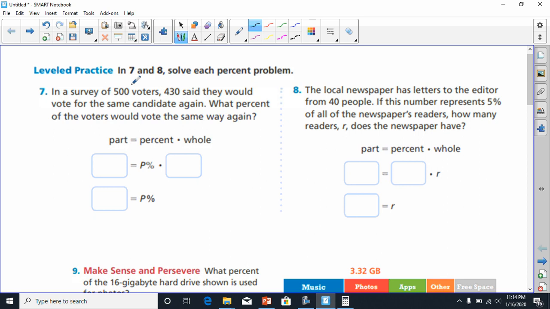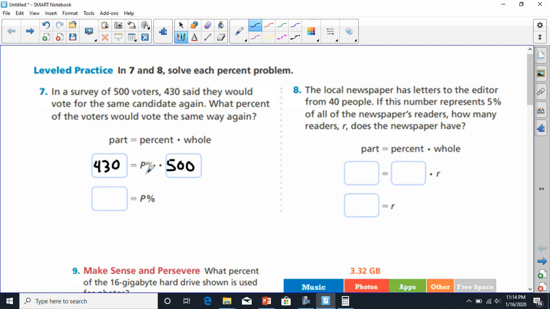A survey of 500 voters found that 430 said they would vote for the same candidate again. What percent of voters would vote the same way again? Well, remember, we're dealing with the part equals the percent times the whole. The whole is 500 voters. Well, 430 would be the part. Those are the voters who said they would vote for the same candidate again. We're looking for this percent.